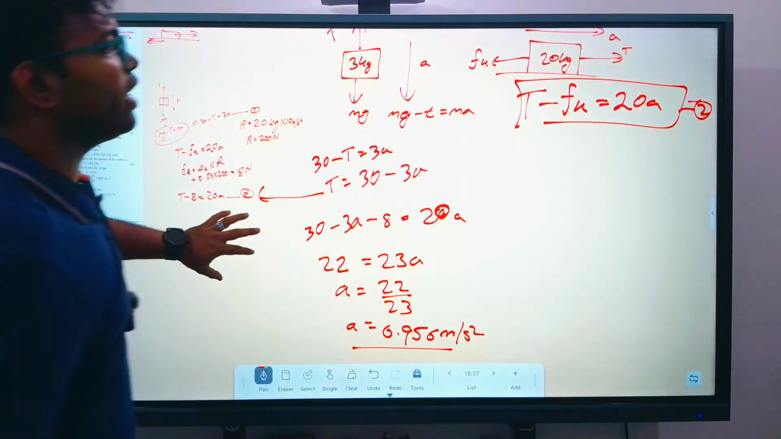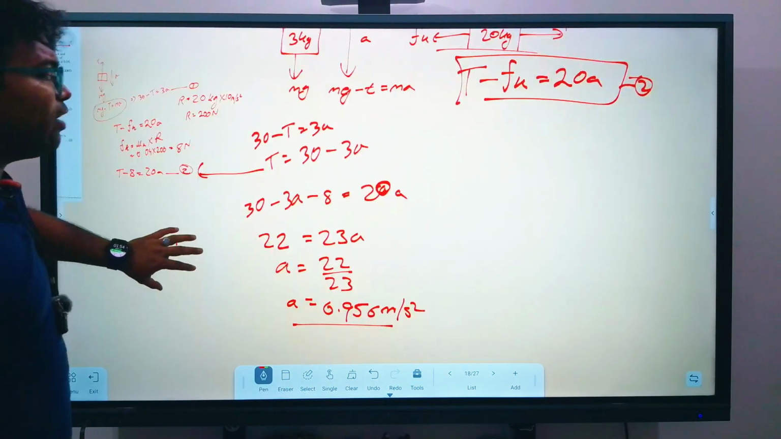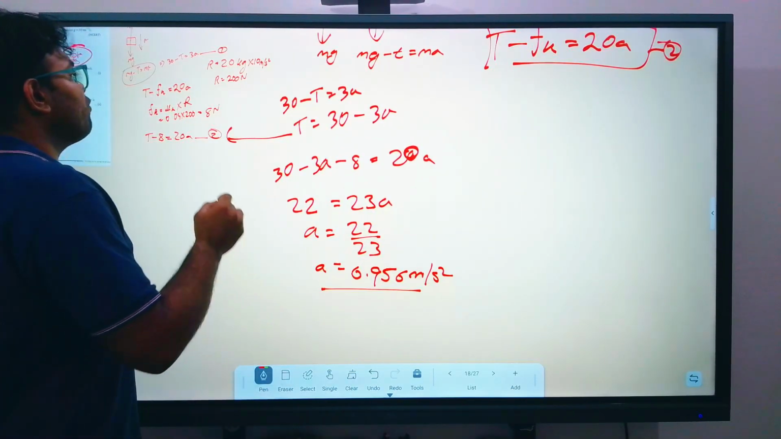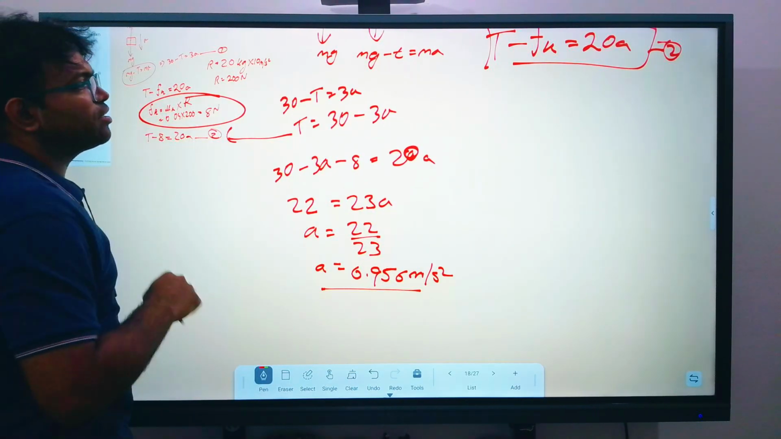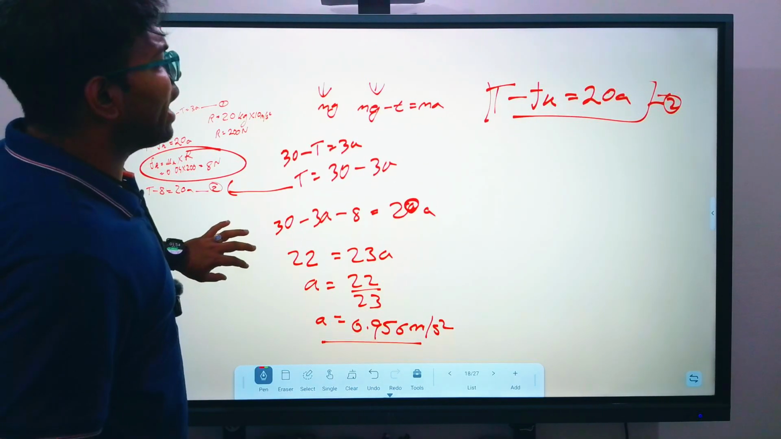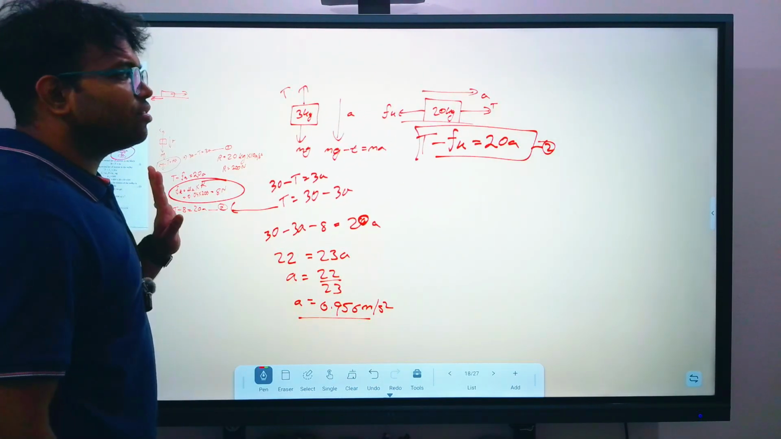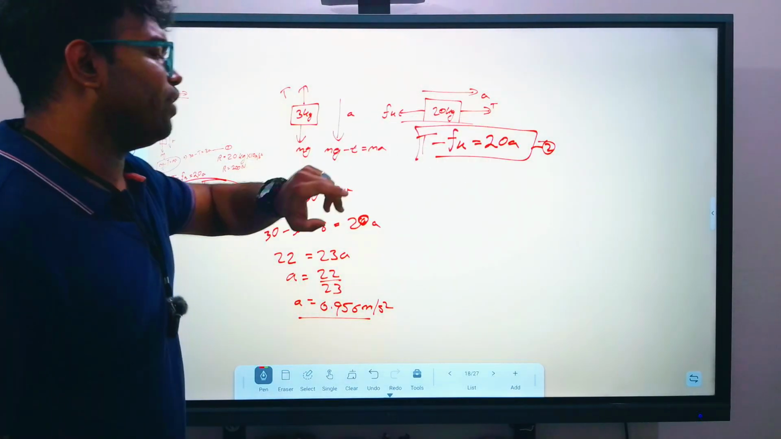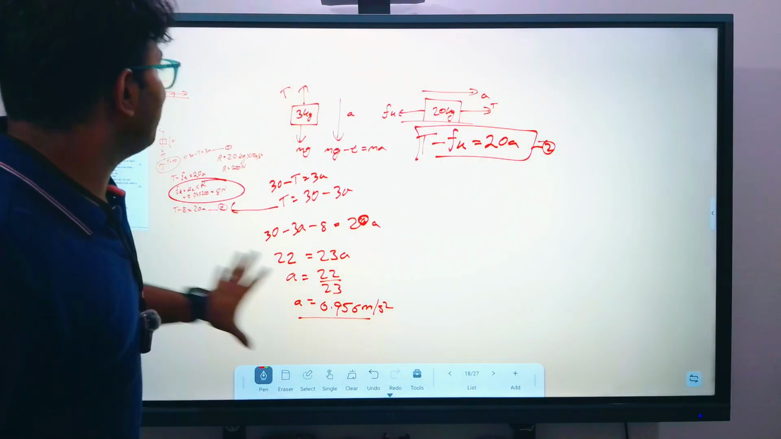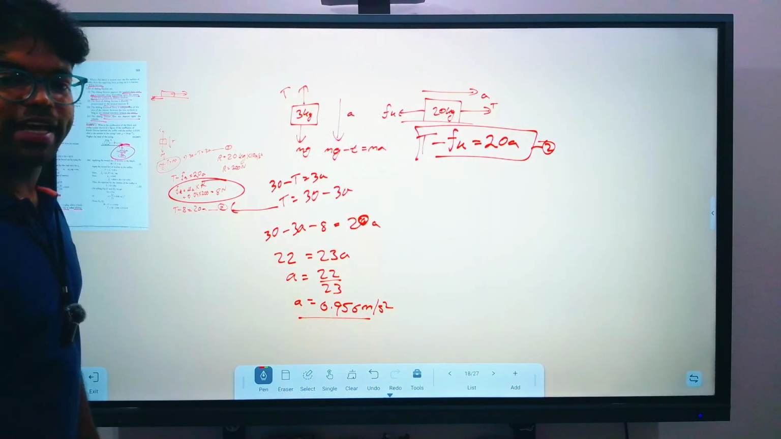So we figured out both the equations. We've calculated the value of f of k. F of k was coming out to be 8 newtons. We put the value of f of k and then we found our answer. Understood? T and A were the variables. So by solving this question, we were able to find the answer.